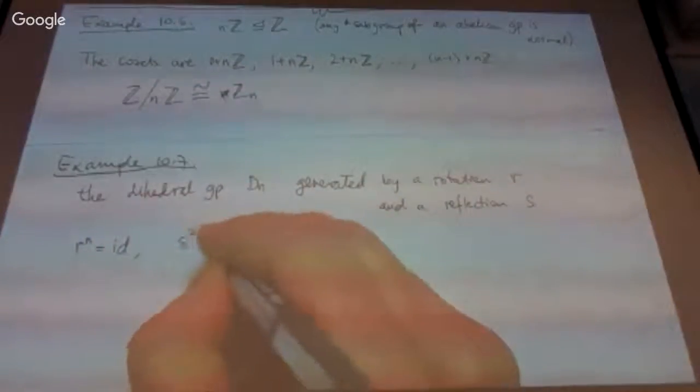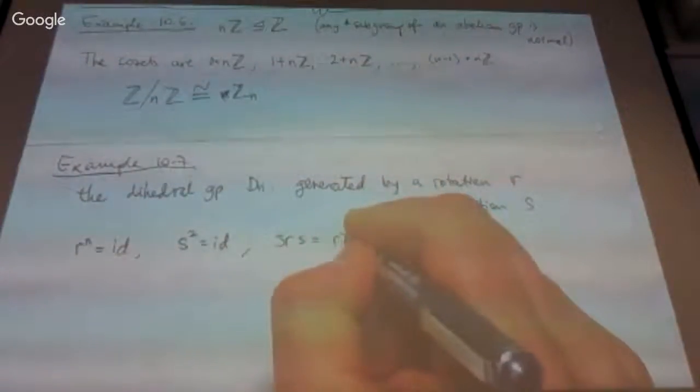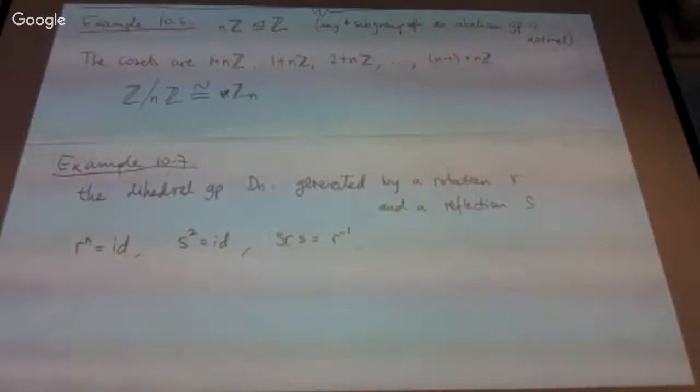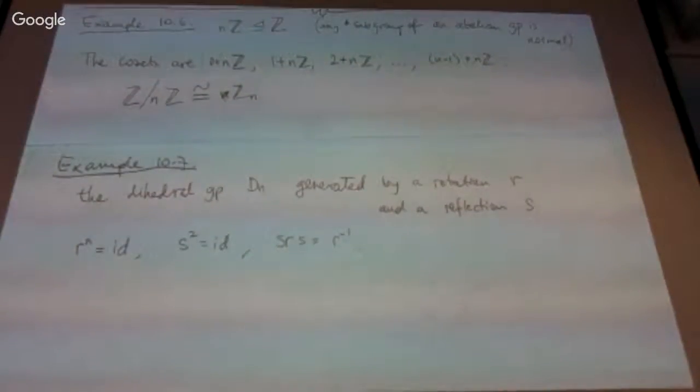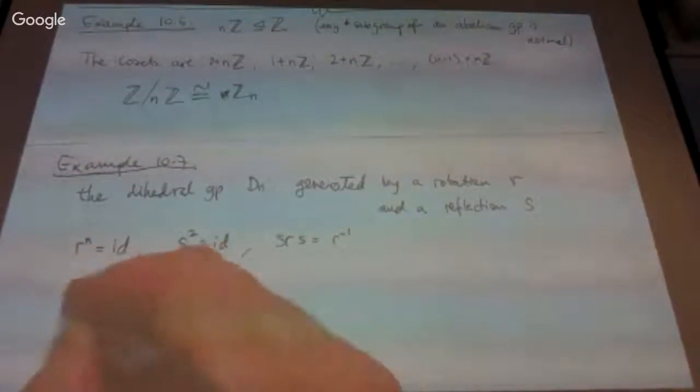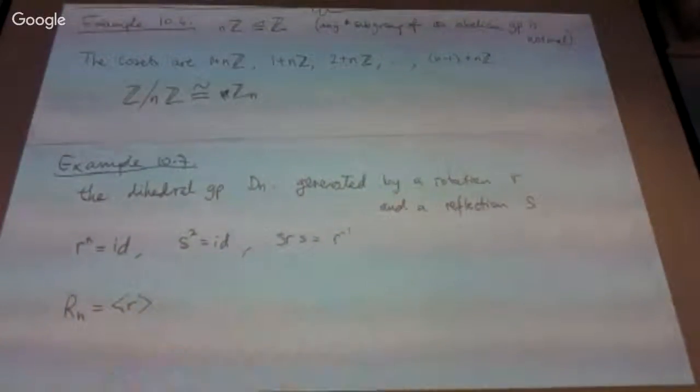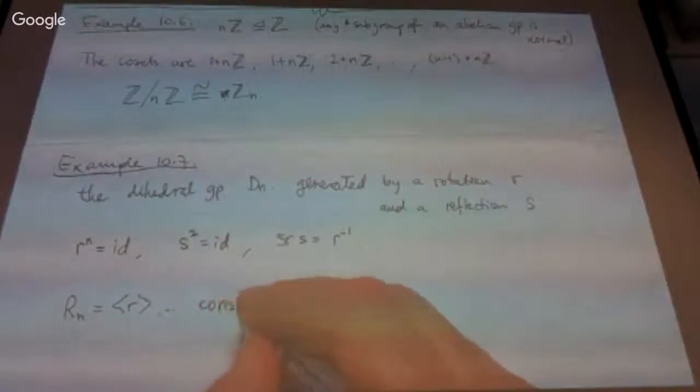Okay, so there is R to the n is the identity, and S squared is the identity, and then SRS is R inverse. So if you reflect, rotate, reflect back, it's like rotating the other way. Those are the presentation equalities. And now, if I take the subgroup generated by R, this consists of all the rotations.